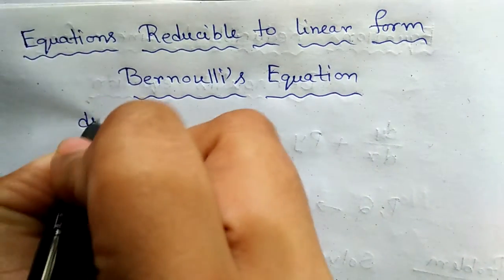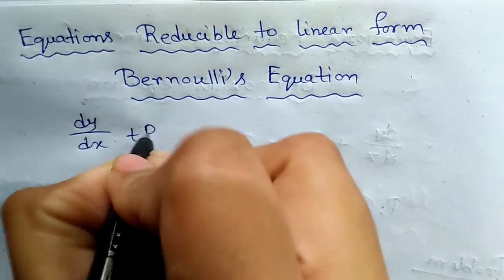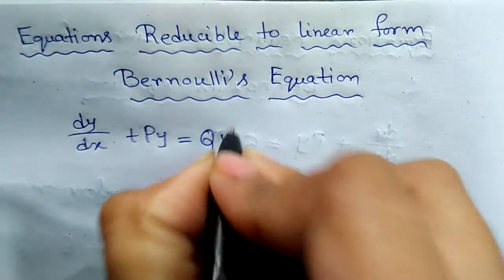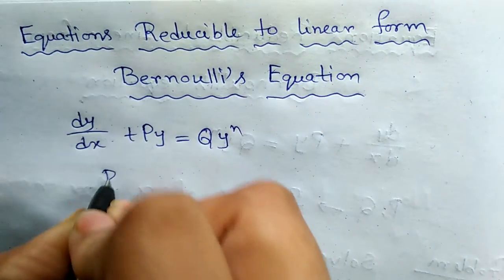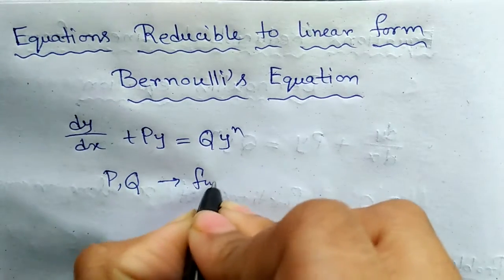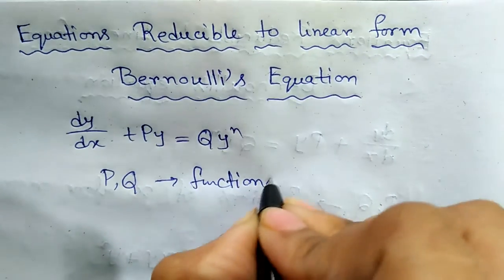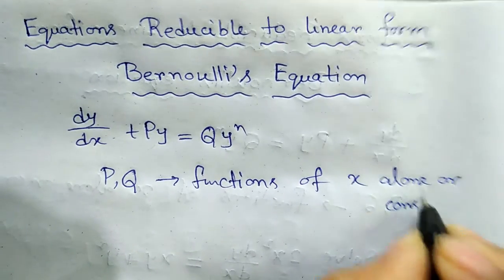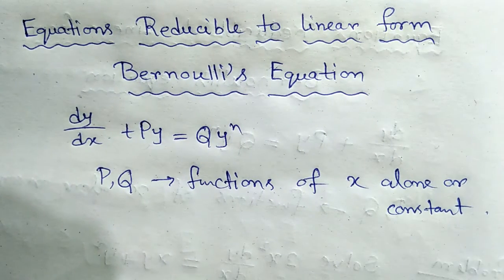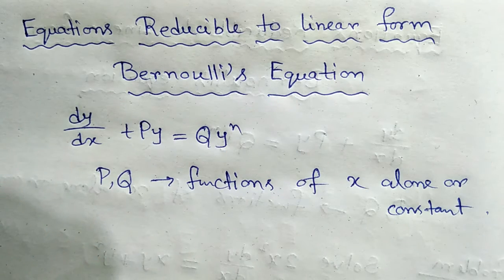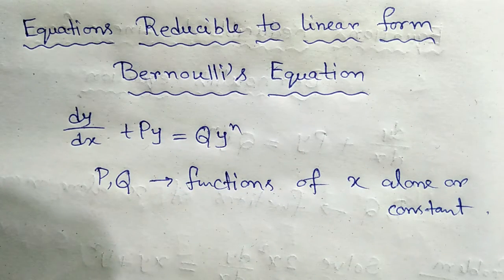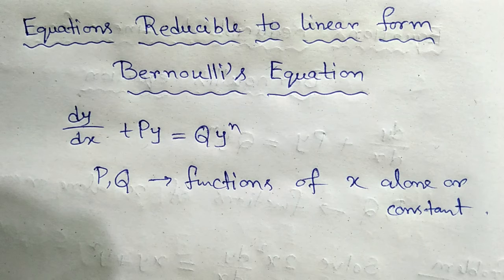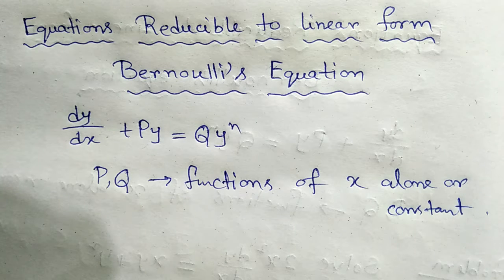Now the equation dy/dx + py = qy^n, where p and q are functions of x alone or constant. So, this type of equation is known as Bernoulli's equation. Now, next, we are going to solve such type of differential equation. So, what is the technique to solve this equation?